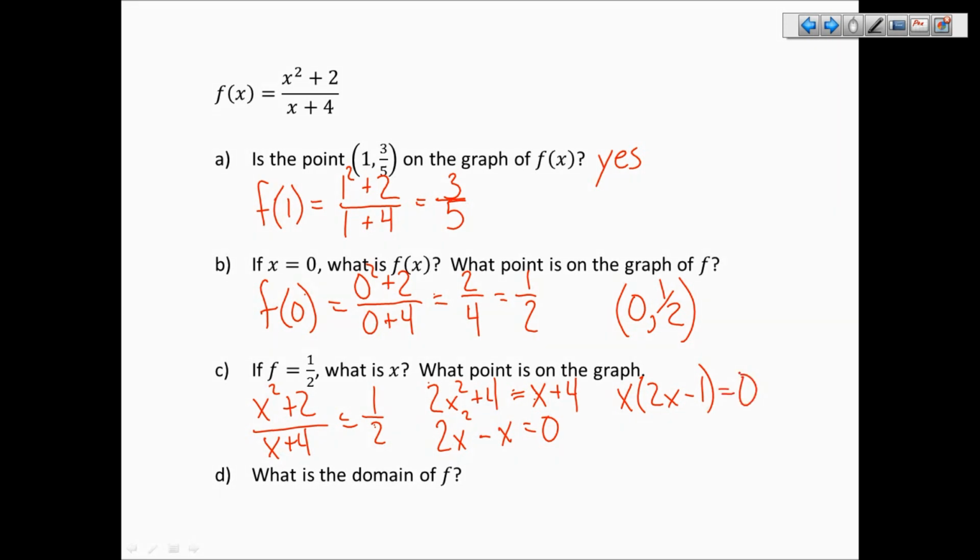We have two solutions. One we already knew. If f of x equals 1/2, you can get that by plugging in 0. We knew that from part B. But there's another answer, and that comes from that other factor, 2x minus 1. So, if f equals 1/2, what's x equal to? It's equal to 0 or 1/2. What point is on the graph?